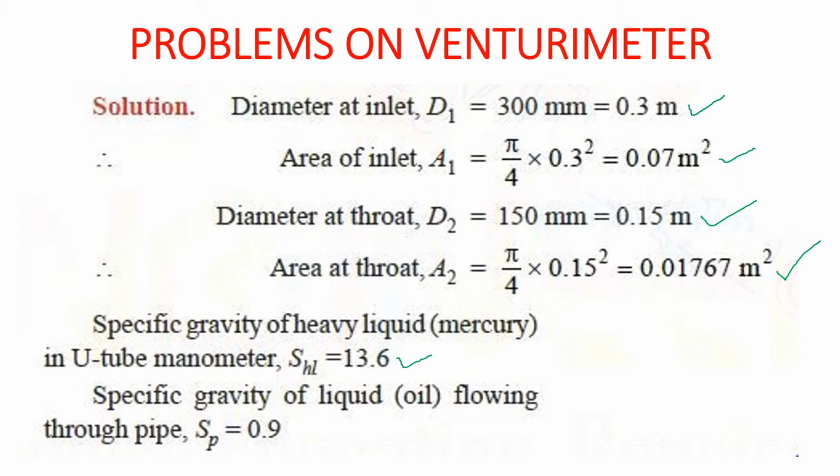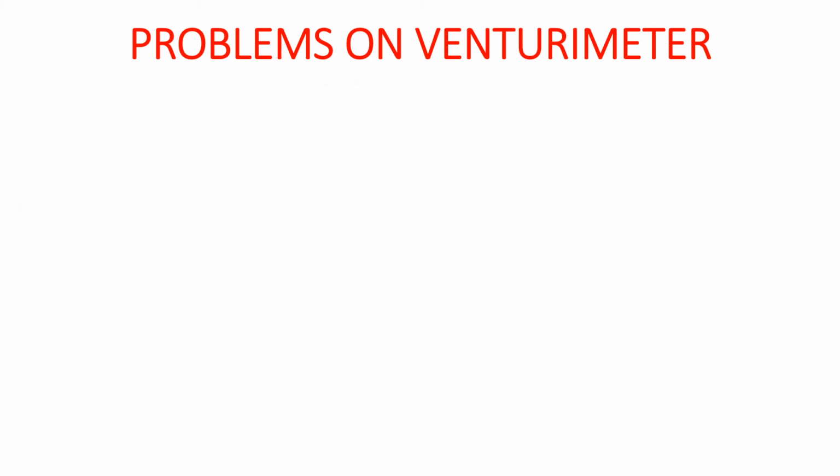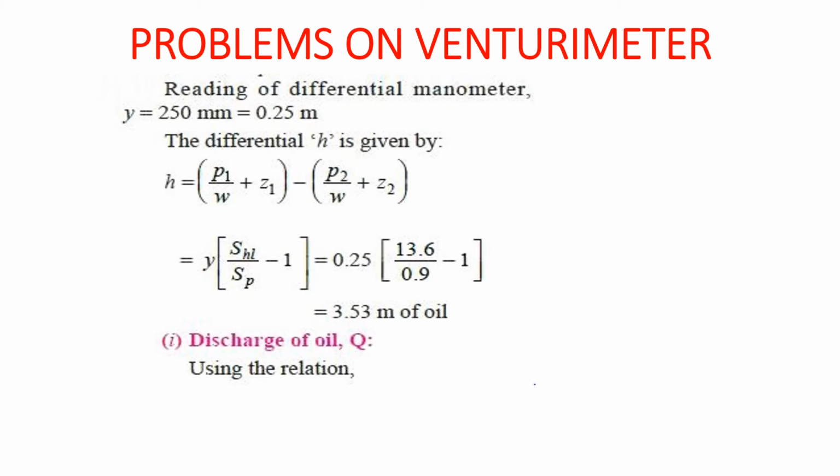Okay. Now, specific gravity of heavier liquid, that is mercury, is given to us already in the U-tube manometer. So the specific gravity of the heavier liquid is 13.6, which is given in the problem. Specific gravity of liquid, because they have mentioned that oil is flowing through the system, so therefore SP, that is specific gravity of liquid, that is oil flowing through the pipe, is 0.9. Then next, reading of the differential manometer, Y is 250 mm, that is the difference in the levels of the mercury is 250 mm, so Y is 0.25 meter.